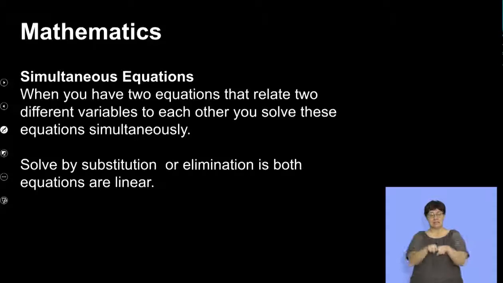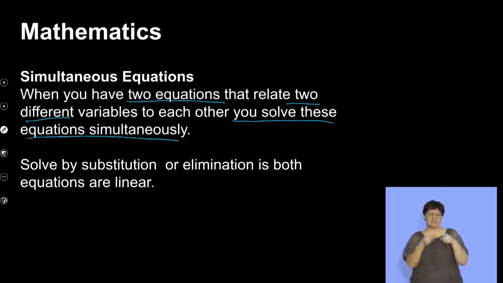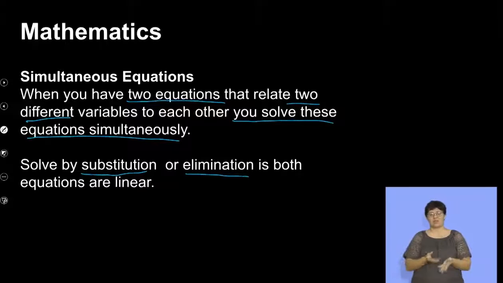When you talk about simultaneous equations, this is when you have two equations that relate two different variables to each other, and you solve these equations simultaneously, so one after the other, right? But what simultaneous really means is that your solving depends on what you do with one variable at that time. Most of the time, we use either the substitution or the elimination method to solve the equations, right?